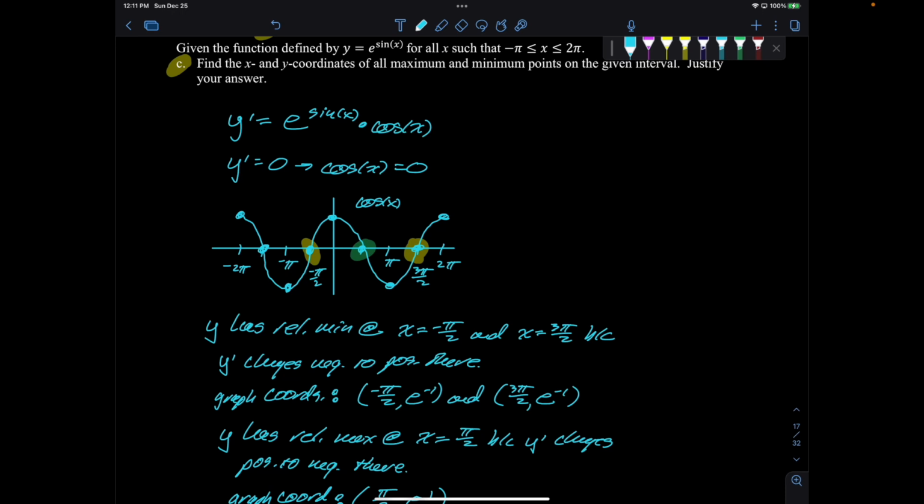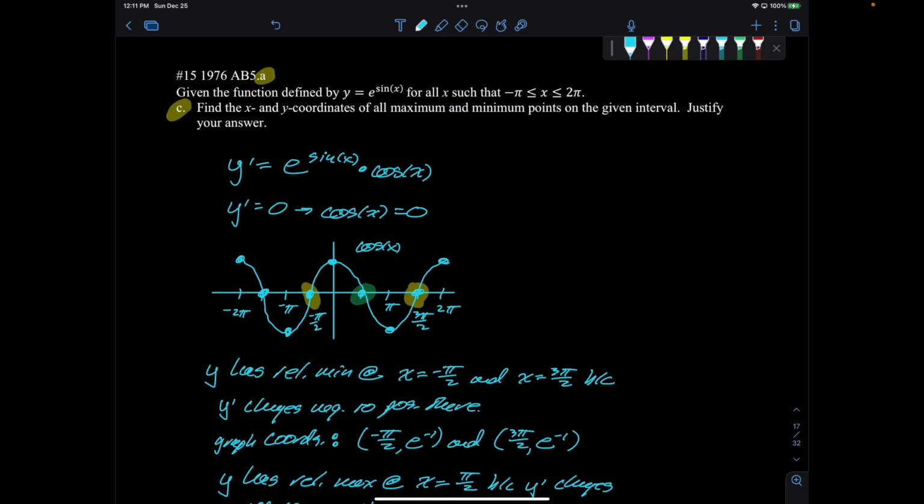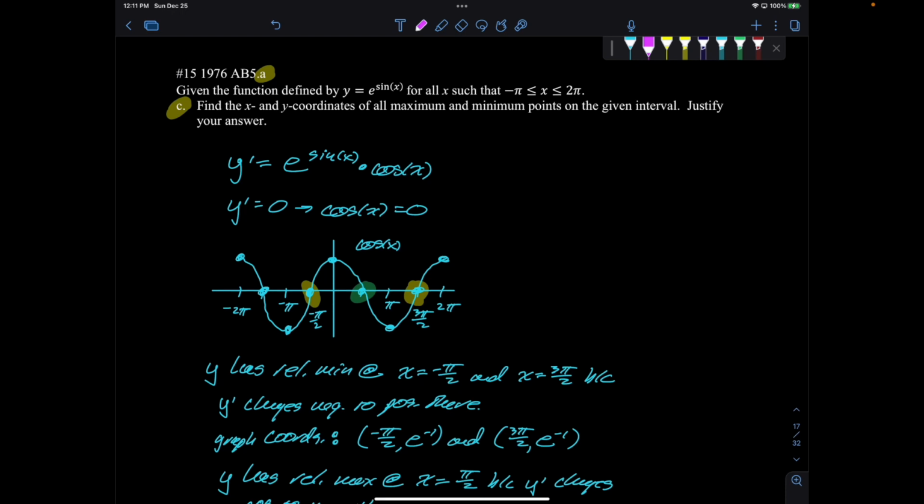Okay, so now, should I have checked negative pi? Well, no. Because at 2, we get e to the, is this on a closed interval? Maximum and minimum points on the given interval. They don't mess with this anymore because they would give you an open interval. So what are we getting there? At x equals negative pi, we would have negative pi, e to the sine of negative pi is e to the 0, which is negative pi, 1. Okay, so that's not the minimum or the maximum.